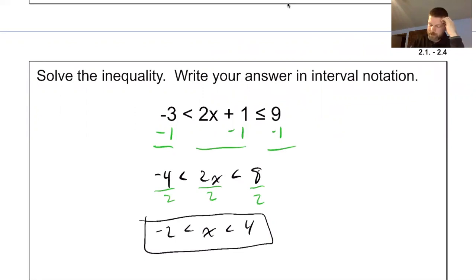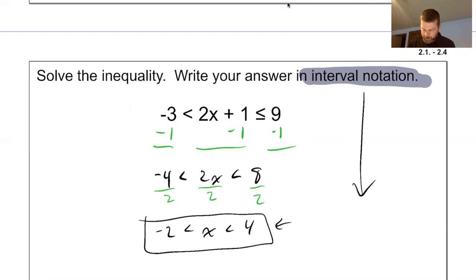This problem did ask to write my answer in interval notation. This is not interval notation, that's inequality notation. So my answer in interval notation would be all the numbers from -2 to 4. Oops, I lost my equal sign. Notice how this was less than or equal to, and I just wrote it as less than. That wasn't good. That should be less than or equal to, right? So -2 to 4, not including -2, so parentheses there. Yes, including 4, so bracket there.